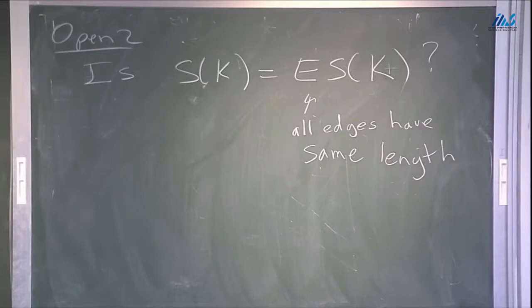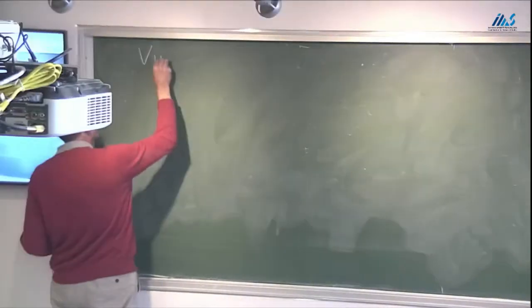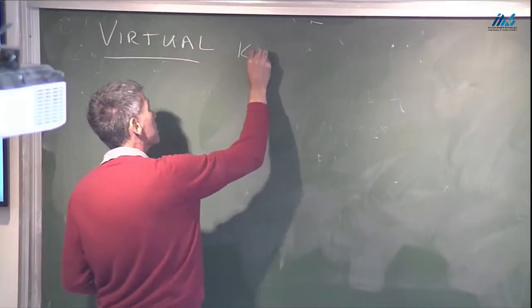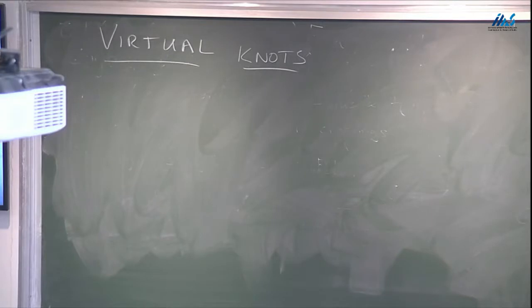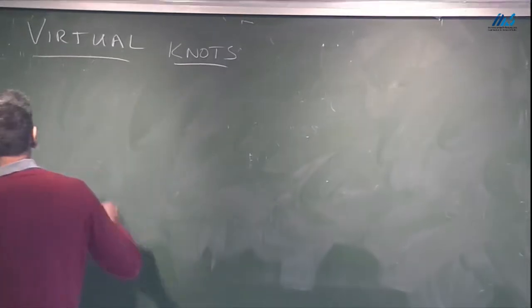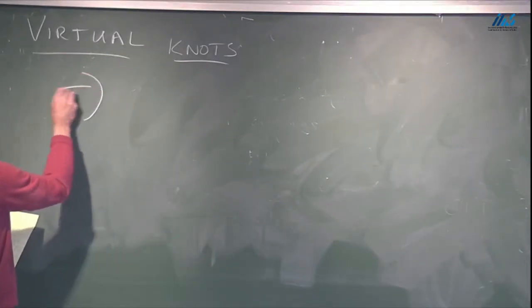So now I want to describe something called virtual knots, which have been studied in recent years, introduced and studied, and try and say something about them. So this comes up when you try to create some kind of code to describe knots. So let's look at an example of a knot, and take the figure 8 knot.